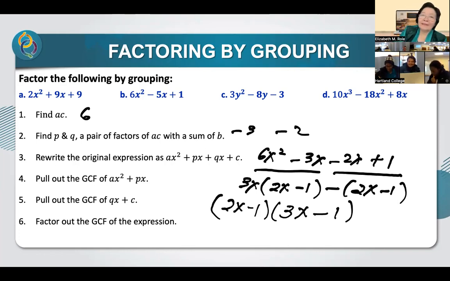Try letter D. Then I will be dealing with letter C in a little while. We all do letter D. So try if you got also the same answer, 3y plus 1, y minus 3.